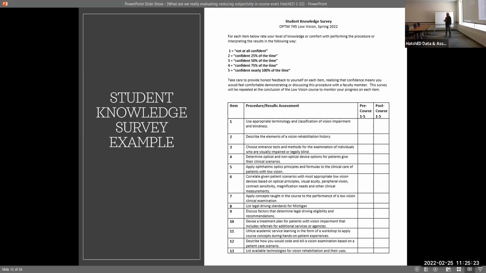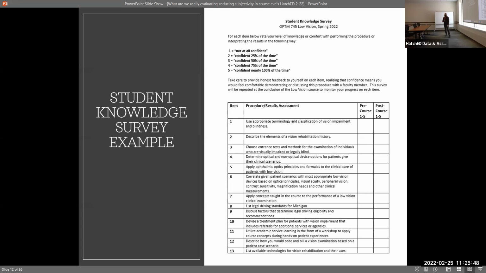And on the very first day of class, before I begin any instruction, I hand them the knowledge survey. Again, they're numerically numbered in the top corner, so I know that the name's not going to be attached in the end. And they rate themselves in the pre-course column, 1 through 5, on each course outcome. It takes about 5 minutes, so it's very quick.